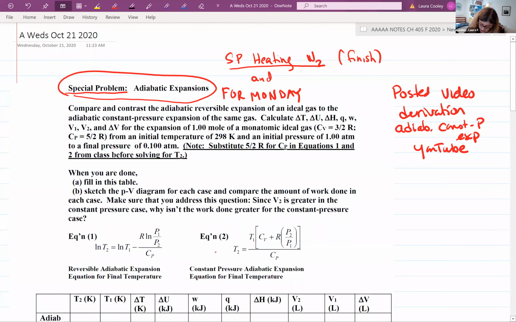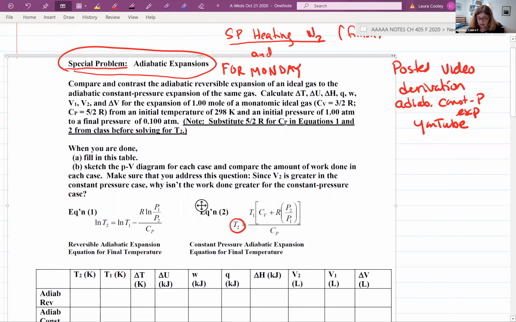And it leads to this equation right here, equation 2, for the final temperature for an adiabatic expansion at constant pressure. This is the one for reversible. Okay, so how do you solve this problem?